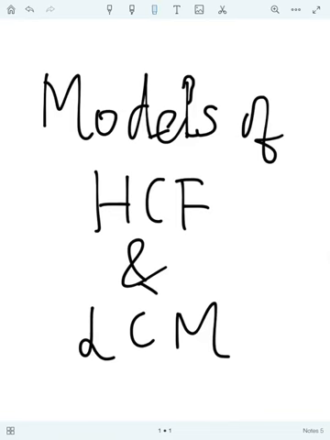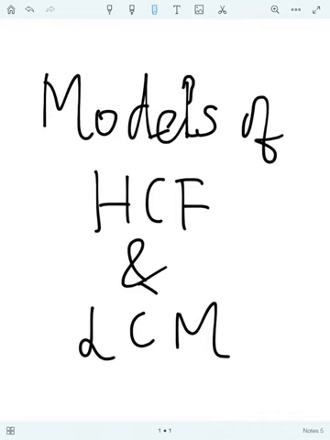Models of HCF and LCM. So in last lecture we have studied about the theory of HCF and LCM and the practical applications. How do you have to apply them in practical situations, LCM and HCF. So now we move on to the models of HCF and LCM. Models means theoretical models of HCF and LCM.